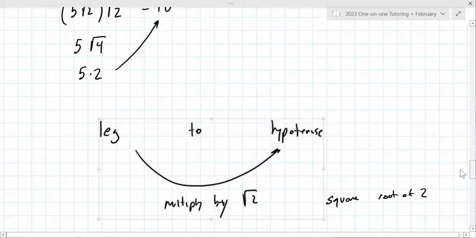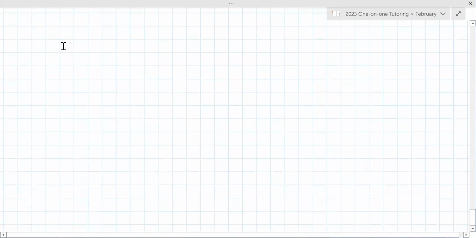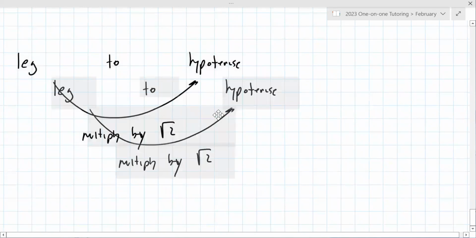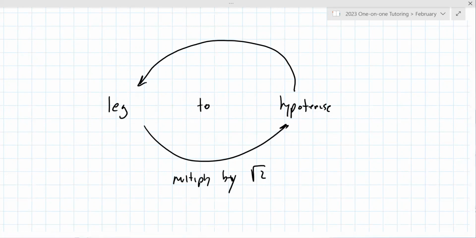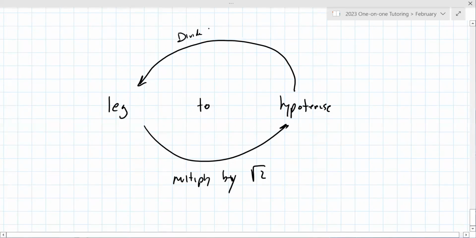All right. So we wrote that if you go from the leg to the hypotenuse, you multiply by the square root of 2. So if you want to go backwards from the hypotenuse to the leg, how do you undo multiplication? You should be able to divide. Divide by the square root of 2. Yeah, exactly. So let's look at an example here.